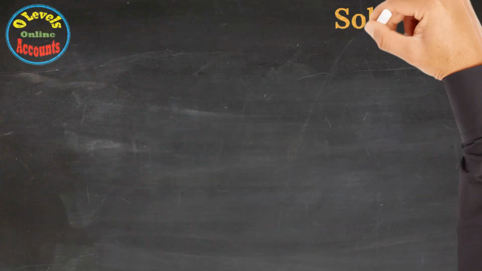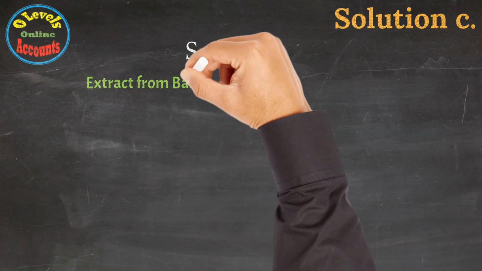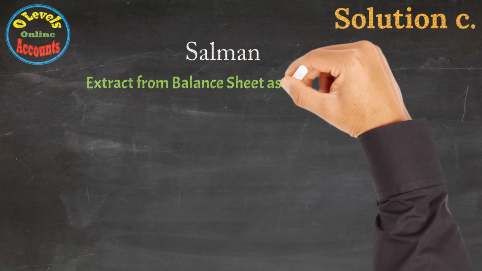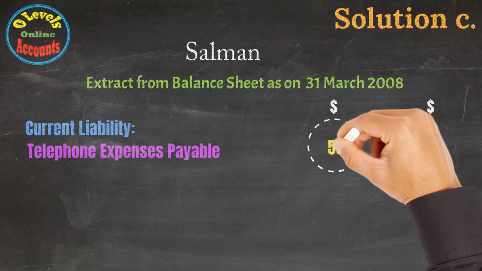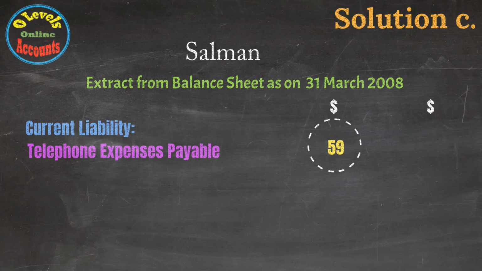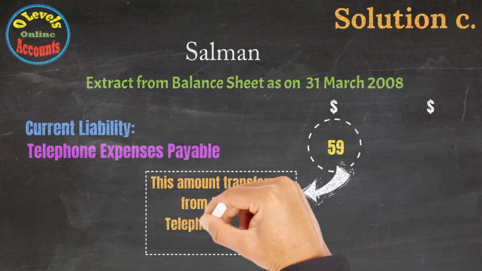In requirement C, we will prepare the extract from the balance sheet as on March 31, 2008. The value of $59 should be placed under the current liability section as telephone expense payable. This value is transferred from the accrued telephone account. Let's move to the next slide.